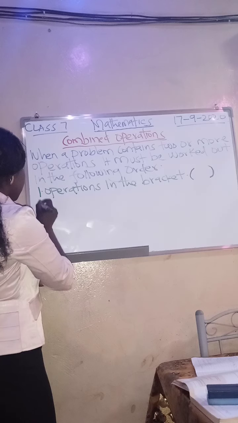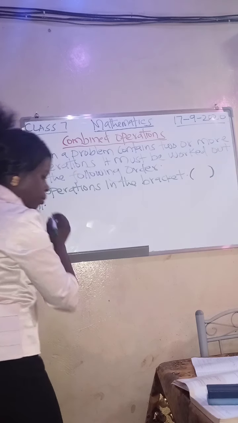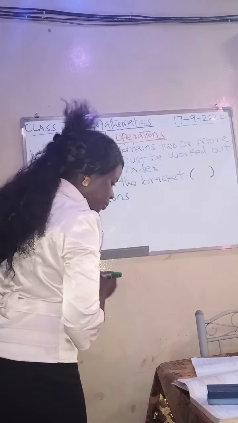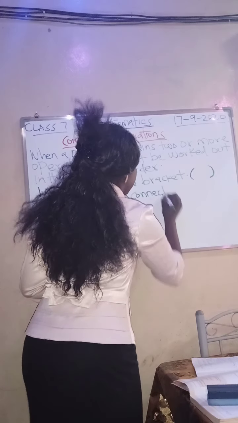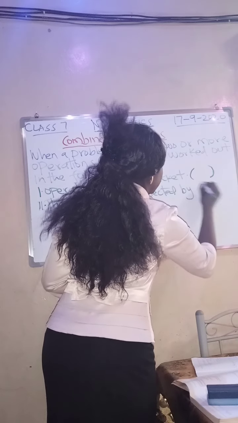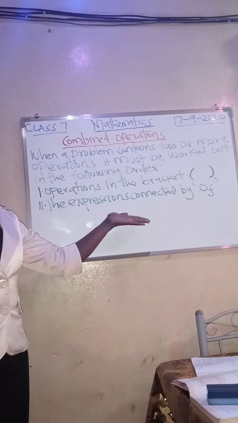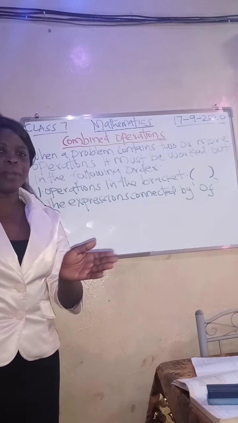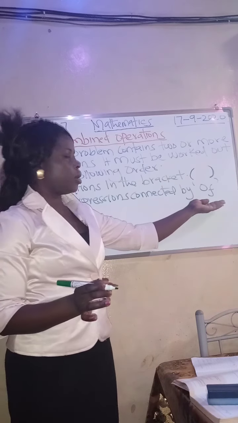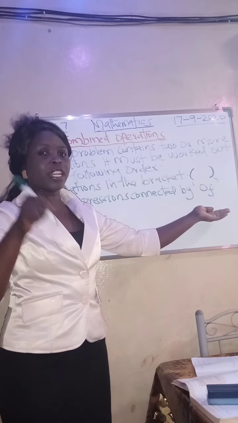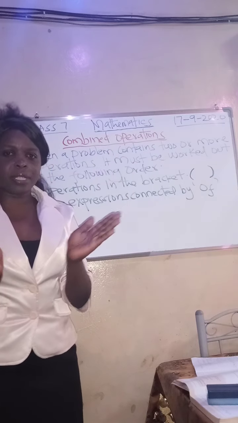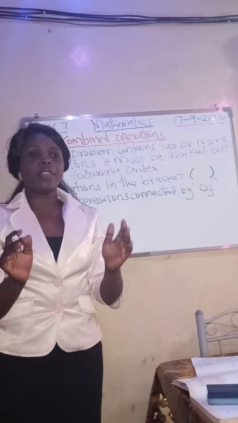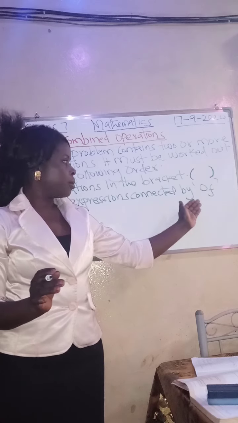Number 2. Look at that. The expressions connected by of. I talked about this of. You also find it's written in your mathematical problem. So if you find this kind of word of in your mathematical problem, then it is the second one to be dealt with after the problems in the bracket. So number 1, we will deal with what is in the bracket, and number 2, this is the order. What will we do? We deal with the expressions that are connected by of.